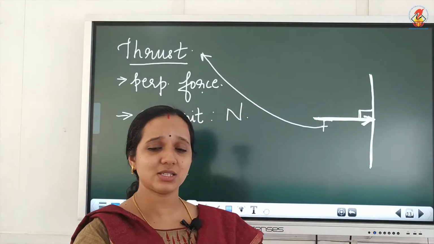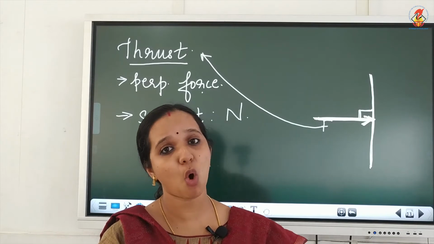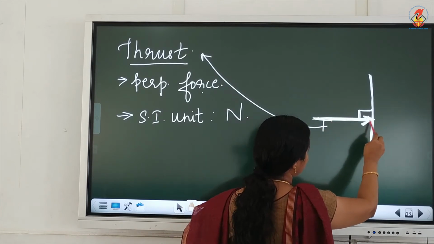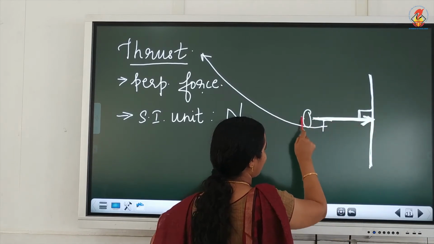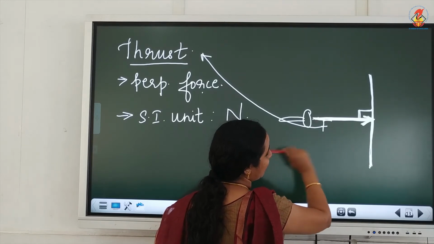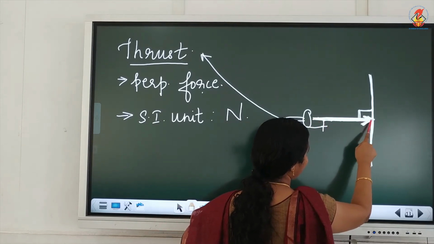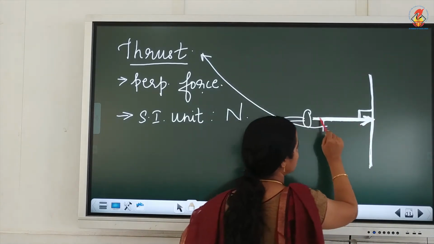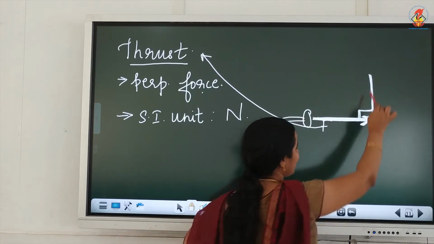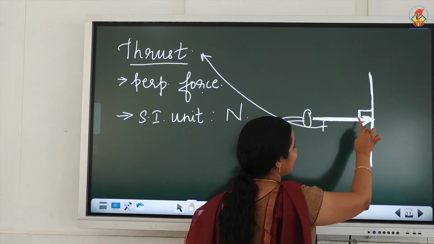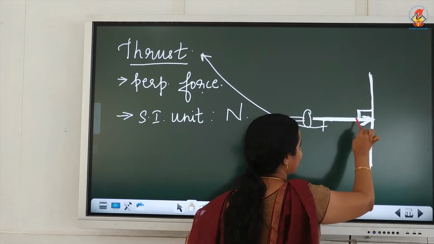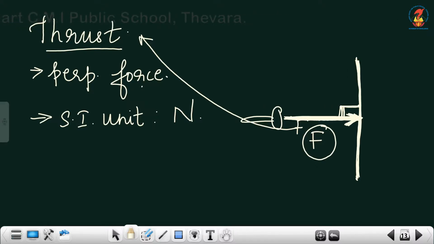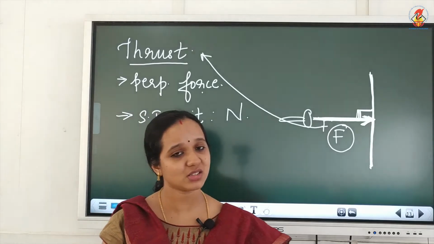For example, consider hammering a nail onto a wall. If this is a wall, and you need to hammer a nail into the wall, you apply a force using a hammer, a horizontal force, so that the nail will get pierced into the wall. This is the force vector, the direction of force that you apply, and this is the wall. Again, the force vector and the wall will make an angle of 90 degrees, and this force that we apply is known as thrust, and its unit is Newton.